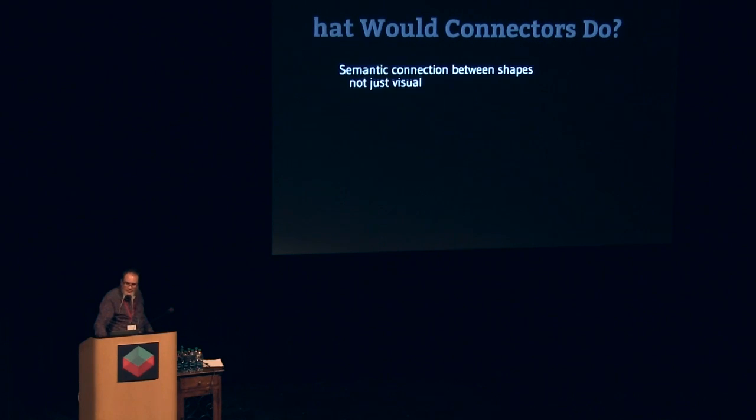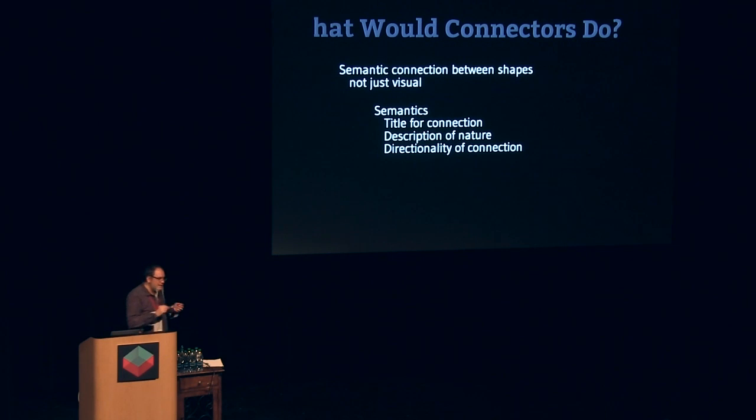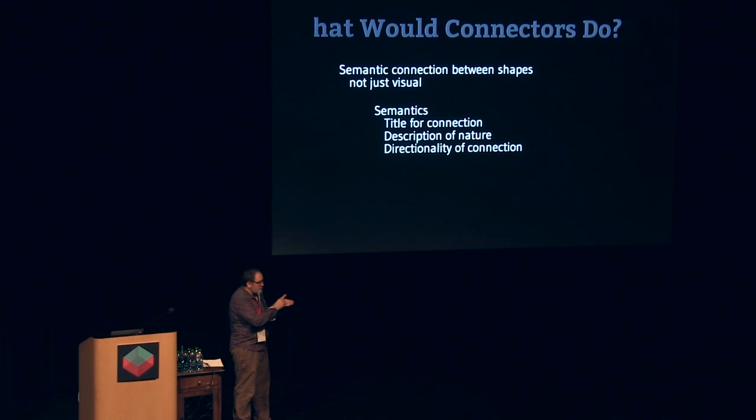Not only that, they wouldn't just be visual, they would also be semantic. So right now, if I drew in SVG or Canvas or whatever, if I drew a circle and I connected it to something else with a line, you and I would know that those things are connected, but a blind person wouldn't.